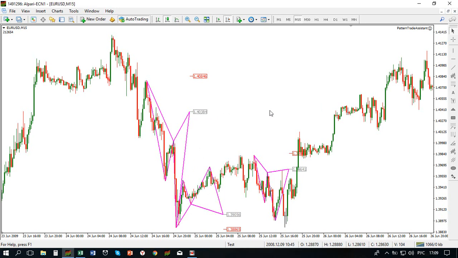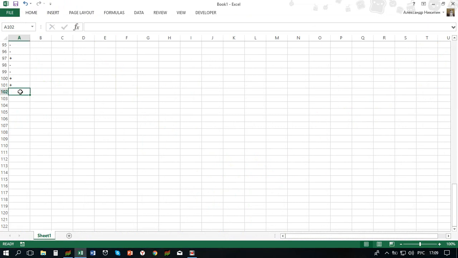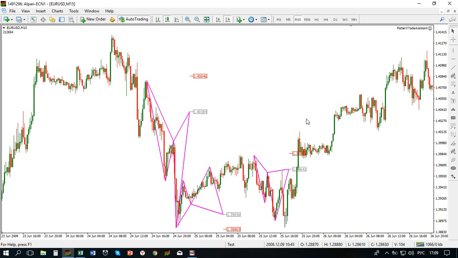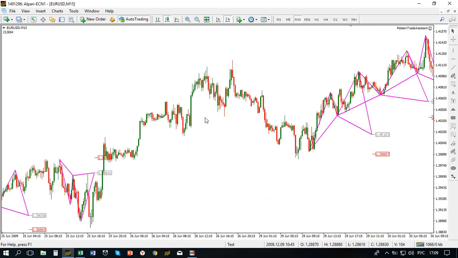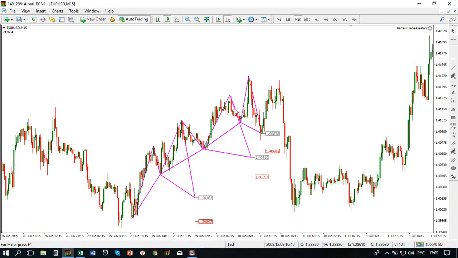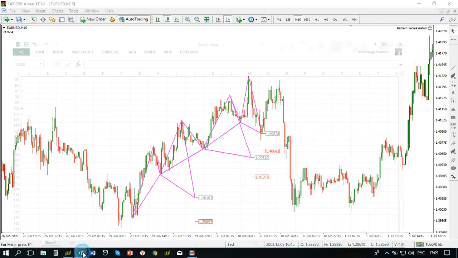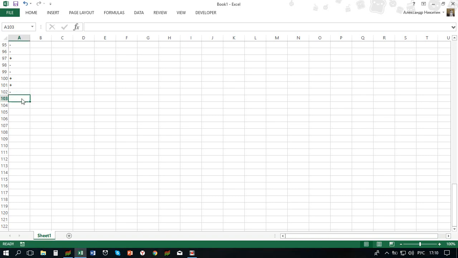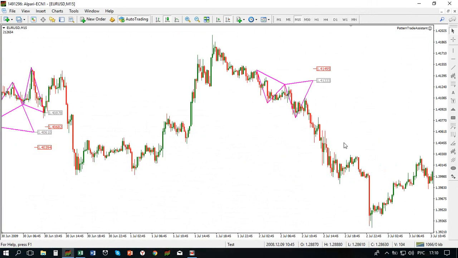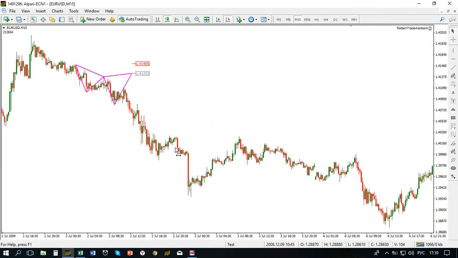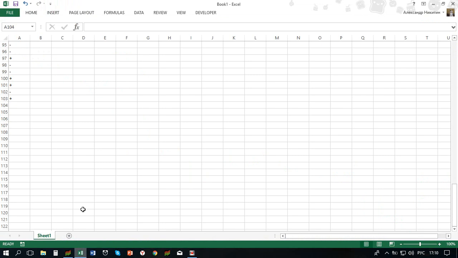This Cypher was valid and it hit the stop loss. This started a bit earlier and this was invalidated. Only one loser here. And let's go next. This invalidated, and that on the top hit take profit. Hit take profit. Okay, plus. Well, that's it. I think it is enough.